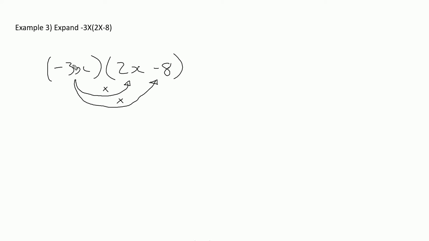So I have a minus 3x times a positive 2x, which will give me a minus 6x squared. And then I have a negative 3x multiplied by negative 8, which will give me plus 24x. So now moving on to the next example, and again, if these minus positive minus minus relations are confusing you slightly, just go back to my algebra basics video and I explain it all in there.